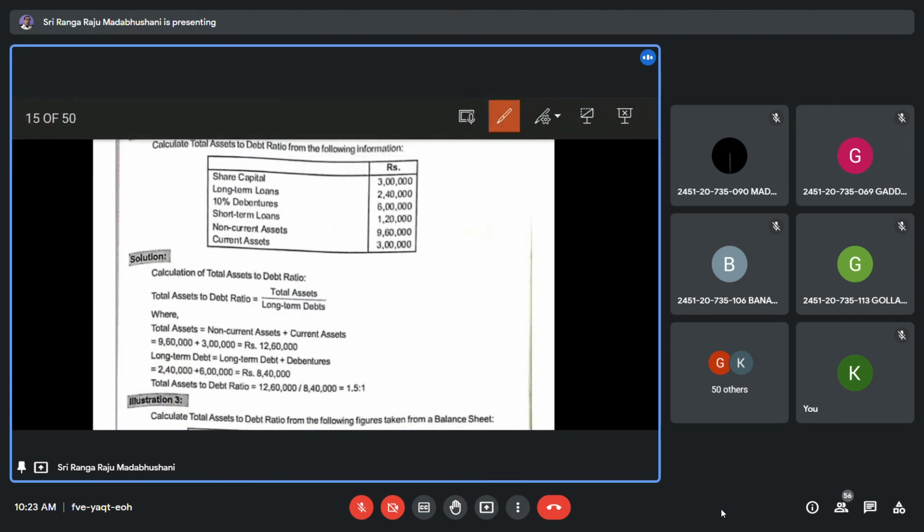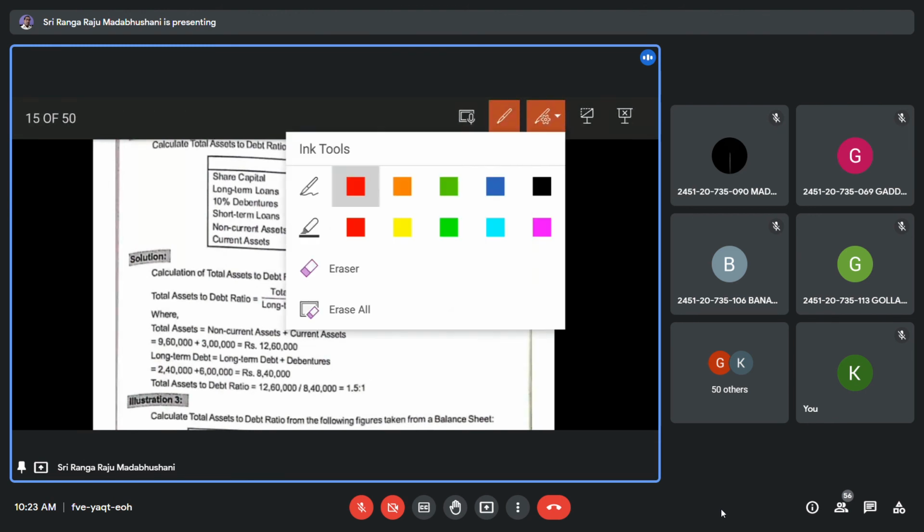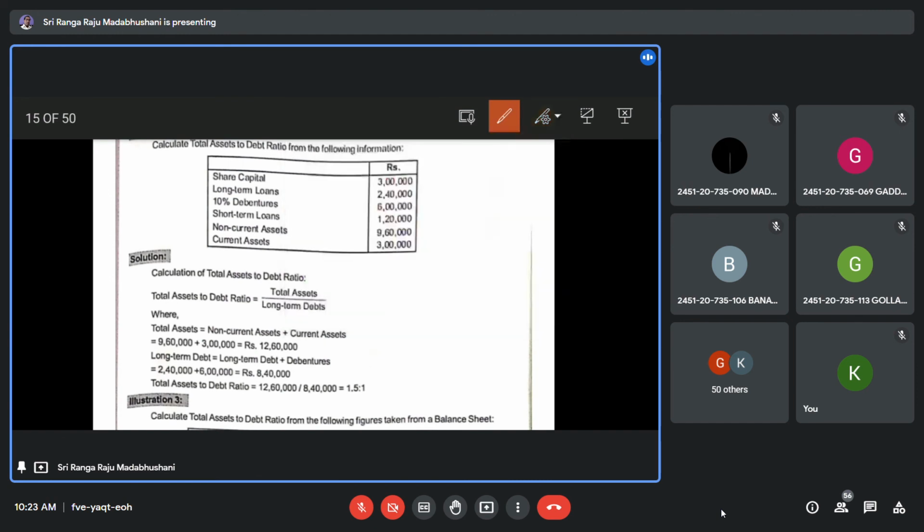Total assets by long-term debt. Again the same. Here he has given shareholders capital, long-term loans and debentures, short-term loans, non-current assets, current assets. By adding non-current assets and current assets, you will get total assets. And by adding long-term loans and debentures, you will get long-term debt.